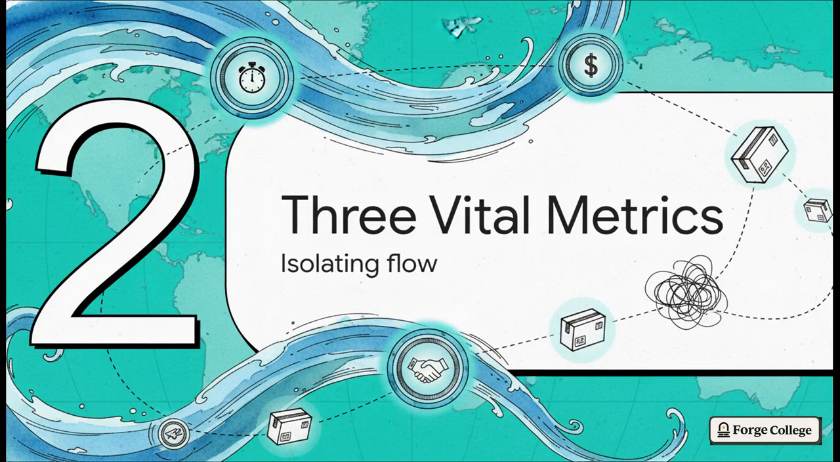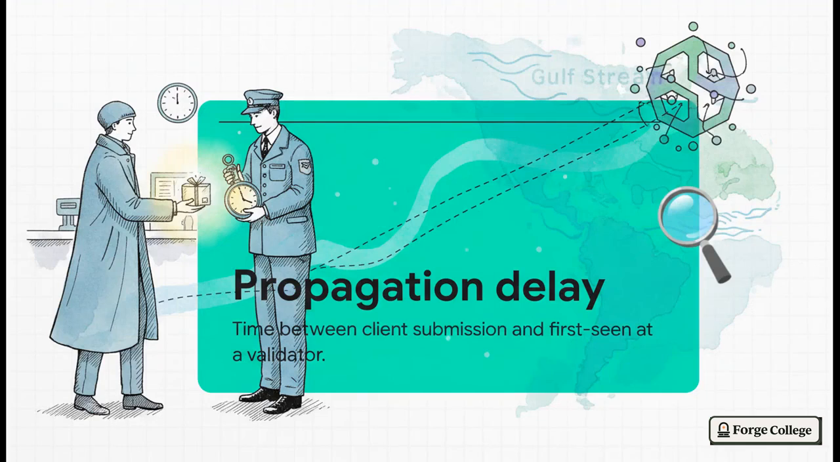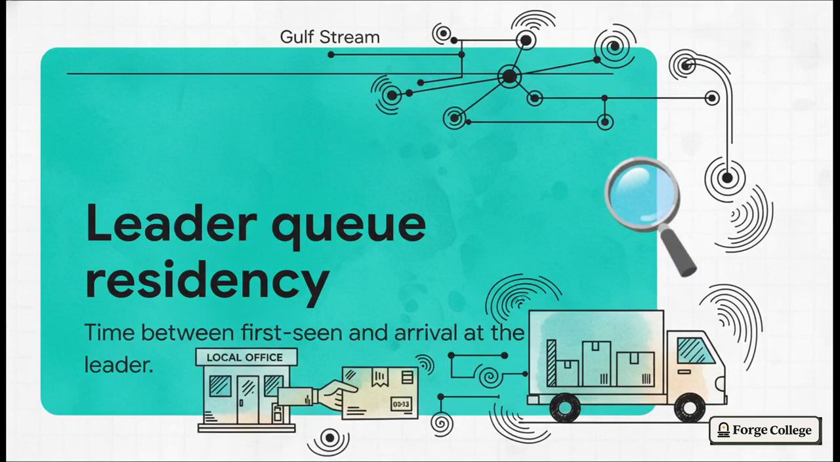Moving right along to Section 2, 3 vital network metrics. So to really measure Gulfstream's impact, we need to chop the transaction lifecycle up into specific, measurable components. Think of the network like a massive global package delivery service. If we want to know why a package arrived incredibly fast or why it got mysteriously delayed, we have to track it at specific checkpoints. Our first metric is propagation delay. This is simply the time between the client submitting the transaction and it being first seen at a validator. It's exactly like dropping off an express package at the local post office and stamping the exact millisecond it hits the front counter.